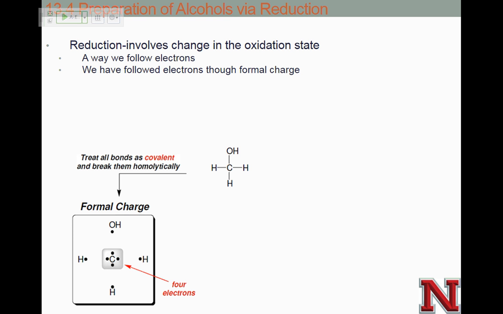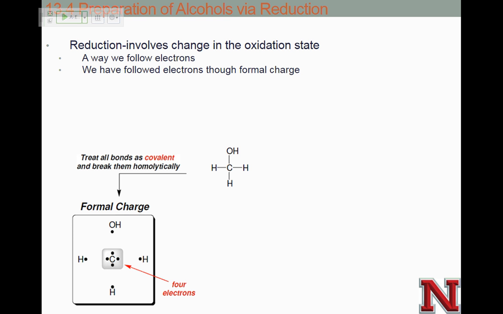So if we look at our carbon here, our carbon is neutral. It has a partial positive charge, but it's neutral by formal charge. Because if each of these four bonds break homolytically, carbon has 4 electrons and the hydrogens and the oxygen each have 1. Carbon should have 4 electrons based on where it is in the periodic table. So we have a formal charge of 0. That's formal charge.